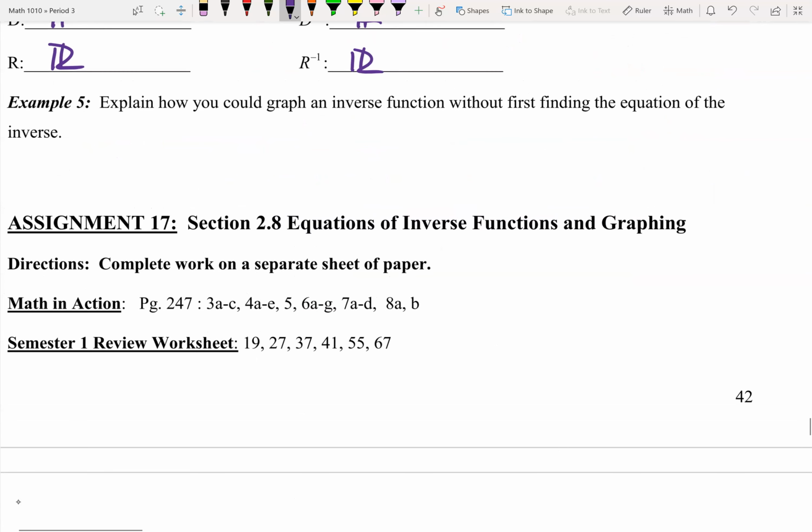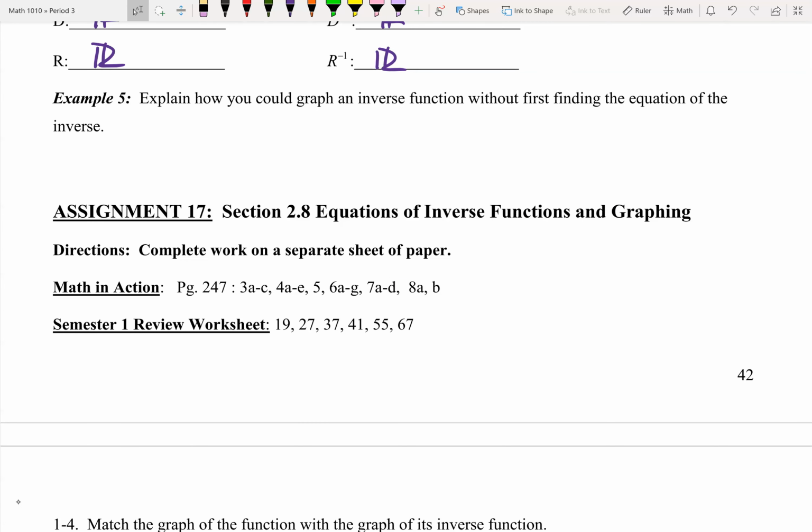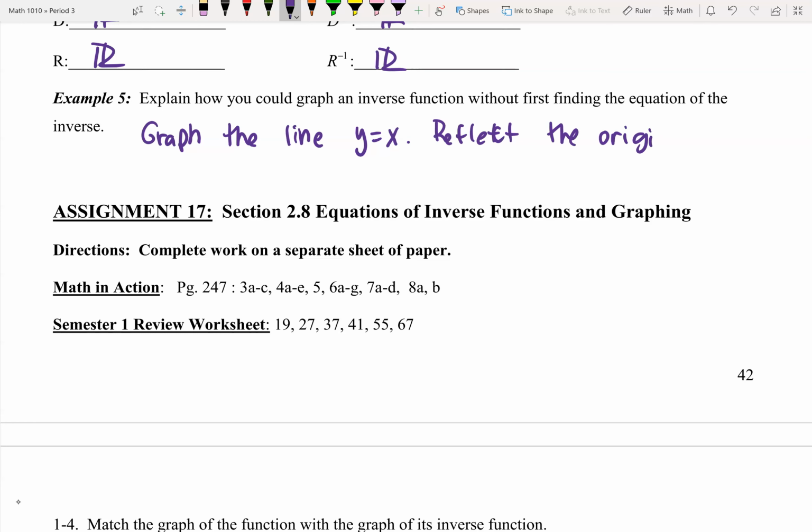Okay. Question 5. Explain how you could graph an inverse without finding the equation of the inverse. Okay? Well, we've done that 3 times. Okay? So I'm going to say graph the line, what's the line of reflection? Don't look at your notes. What is that equation? Y equals x. So graph the line y equals x, okay? And then say reflect the original graph over y equals x. That's all you have to do.